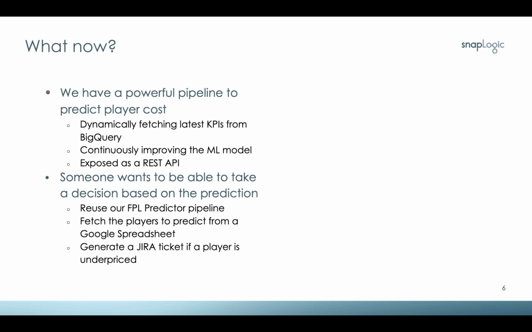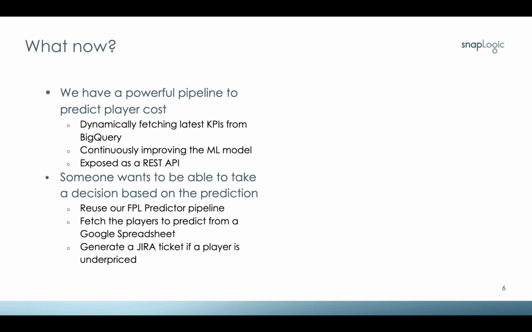Now, imagine that we are someone else, maybe a colleague in the BI department of this fantasy business, and that our goal is to be able to create some business value. Let's say we actually want to make transfers and select players for our Fantasy Premier League team. We can reuse the existing predictor pipeline and embed that flow inside a new pipeline. And instead of receiving players to predict in a REST API, we instead have access to a simple Google Sheet for some of the players that we want to predict the cost for.